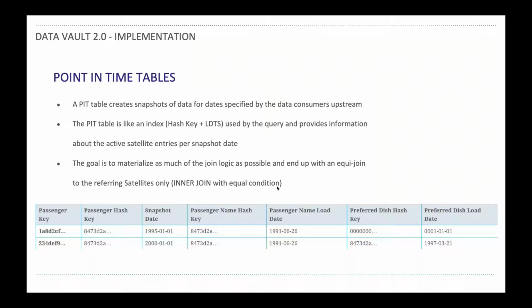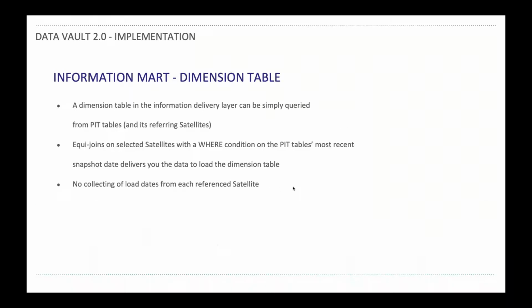So when we use this PIT table, we can essentially join all these satellites instead of using a left join with a complex join condition, snapshot date between load date and load end date. We use an inner join with an equi-join condition, and that's typically on most, if not all, relational database systems, the fastest join you can get. And then it doesn't matter anymore that you have 5 or 6 or 10 inner joins, as long as you avoid these left outer joins with complex join conditions. That's the issue of information delivery.